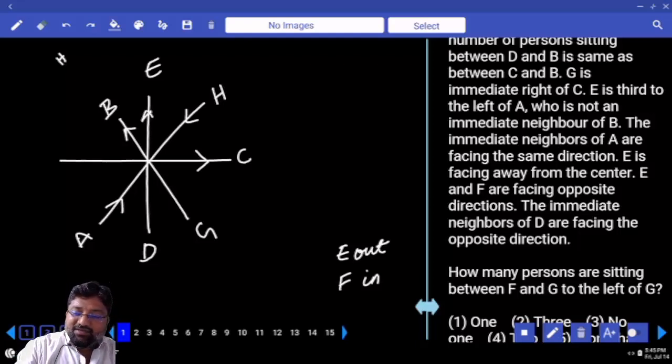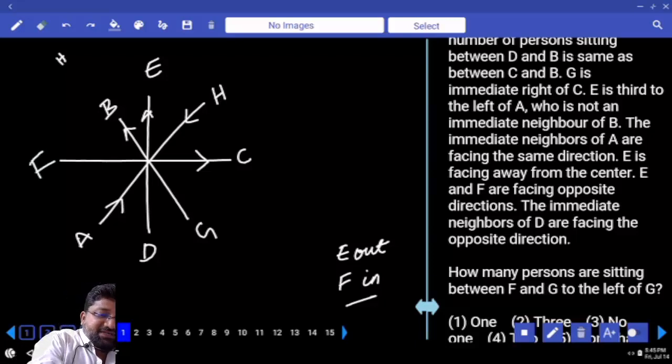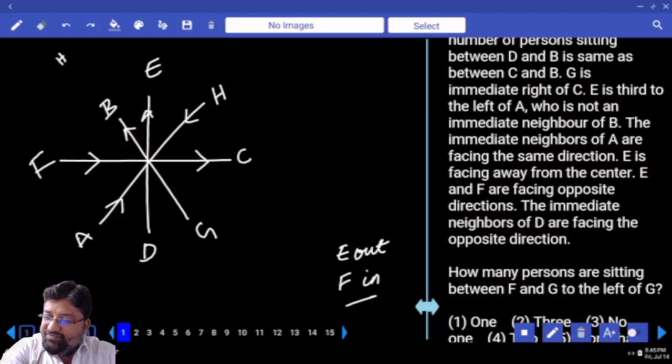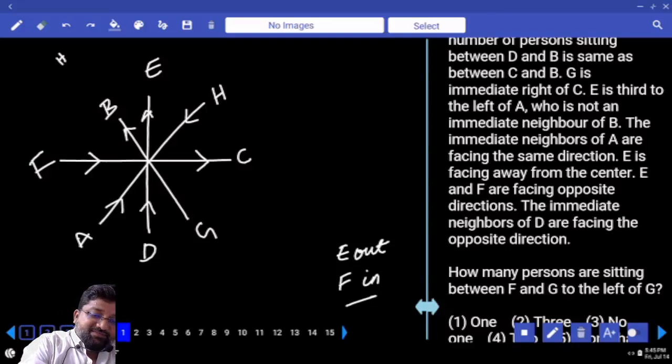Right? And we know when we fix E, we know somebody called F. F is facing inside. Next, E is third to the right of A. A is not the immediate neighbor of B. The immediate neighbors of A are facing the same directions. This fellow is inside. Next line. E is facing away from center. E and F face opposite directions.